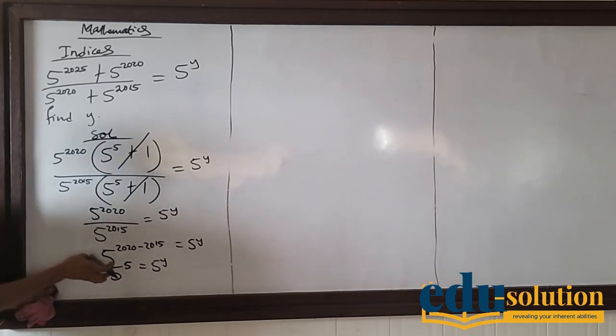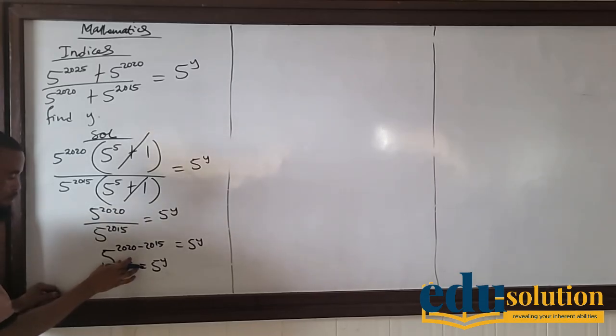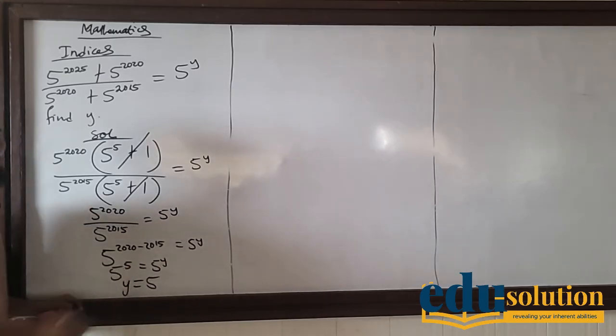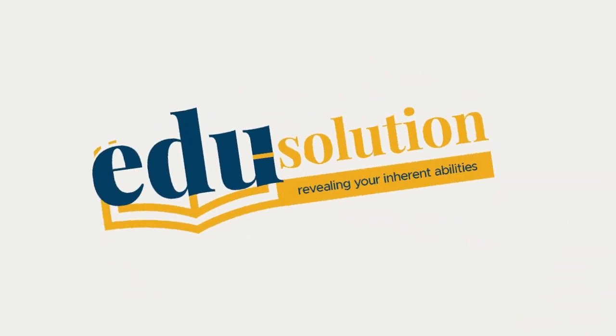You can see that we have 5 here raised to the power of 5, and we have 5 here raised to the power of y. Since the bases are the same, we are going to equate the powers. The power here is 5, and the power here is y. So that means y is equal to 5. So we have y equal to 5. It's as basic as that.